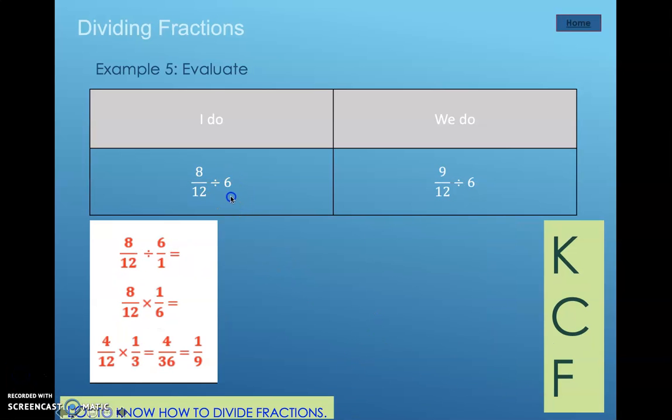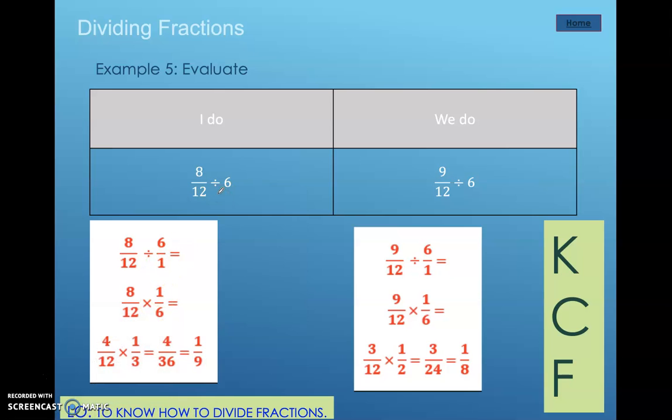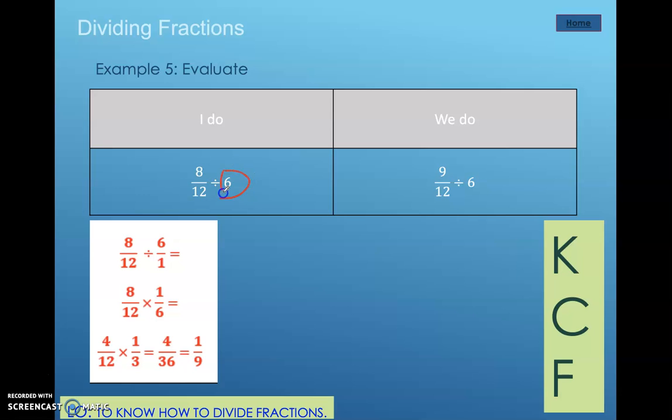So again, now the only difference is now we have a whole number. So we need to turn that into a fraction to start with. So we've got 6, and to turn that into a fraction, it'd be 6 over 1. Now we just go through the same method. We keep the first fraction, we change the operation from divide to multiply, and then we find the reciprocal. We flip the 6 over 1 to 1 over 6.